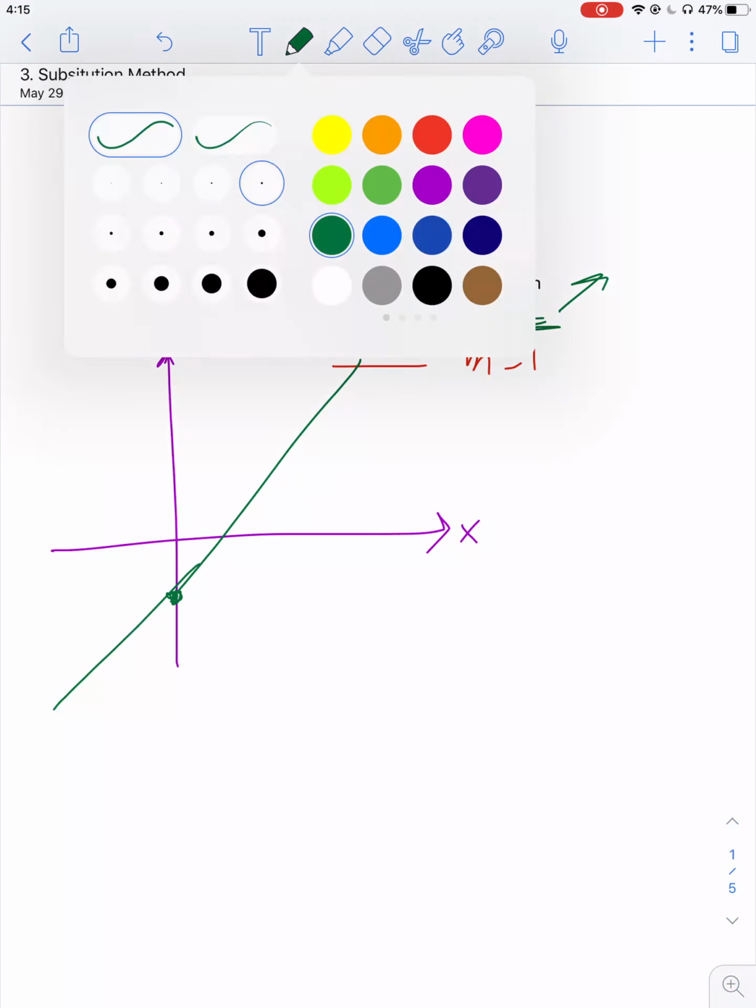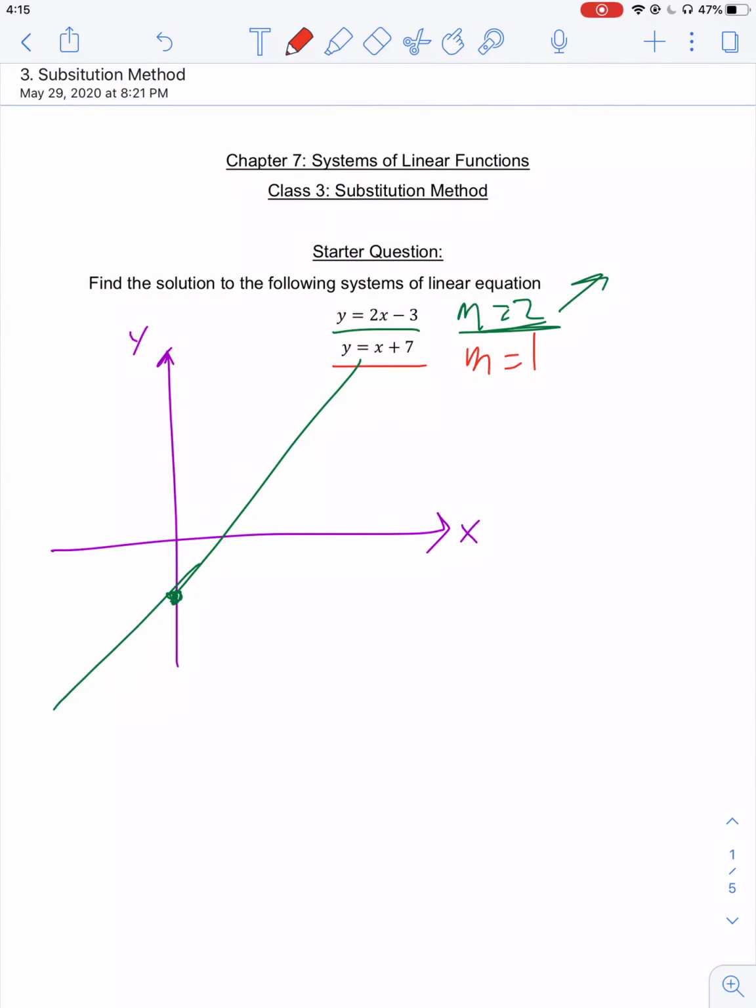The other function in red starts at 7, so it's going to be way up over here. This is your y-intercept, 7. And the slope is positive, but the slope is 1. So this one will also increase, but not as rapidly as the other one, because 2 is a higher number. So this one will increase, but slightly slower. So maybe something like this. And this will be your point of intersection. So this is what we're looking for.